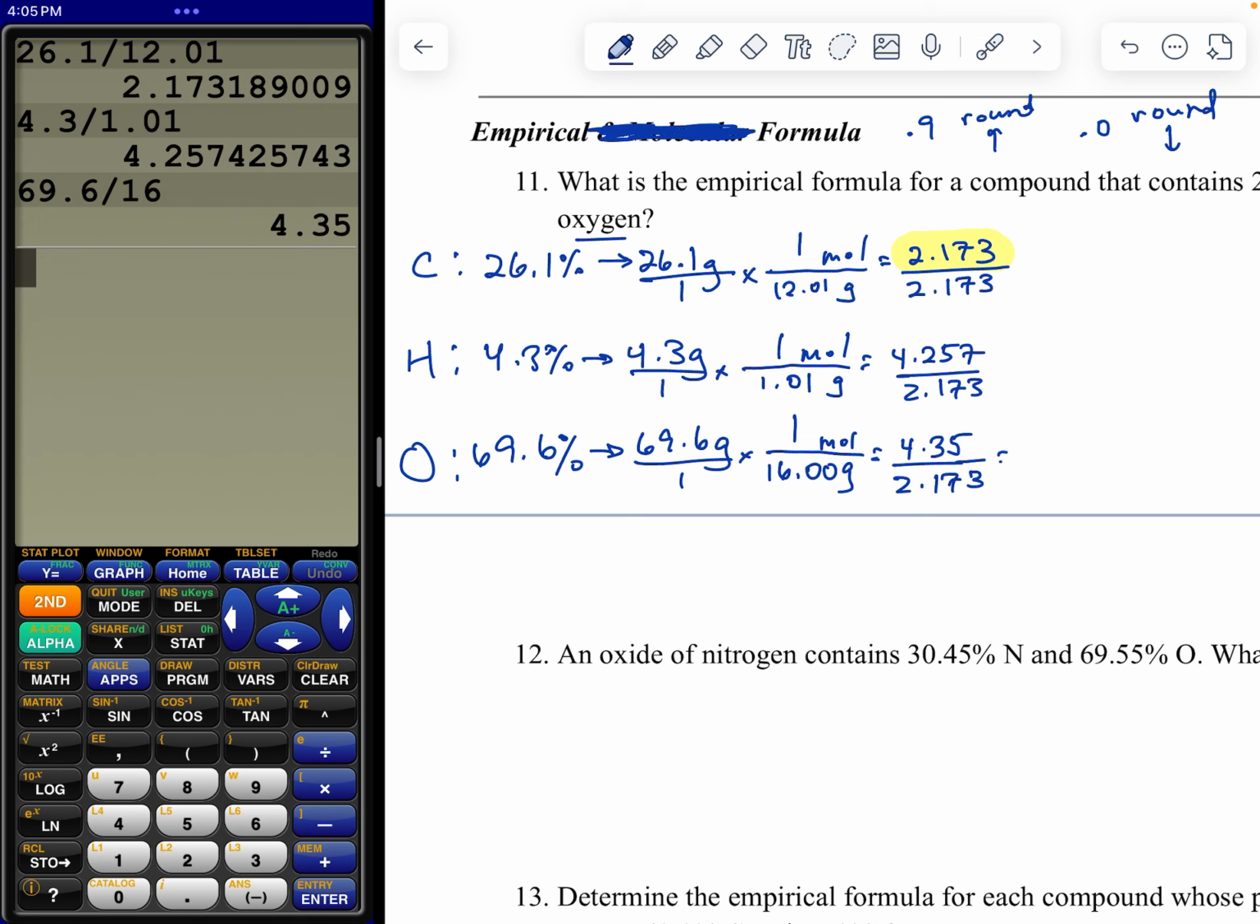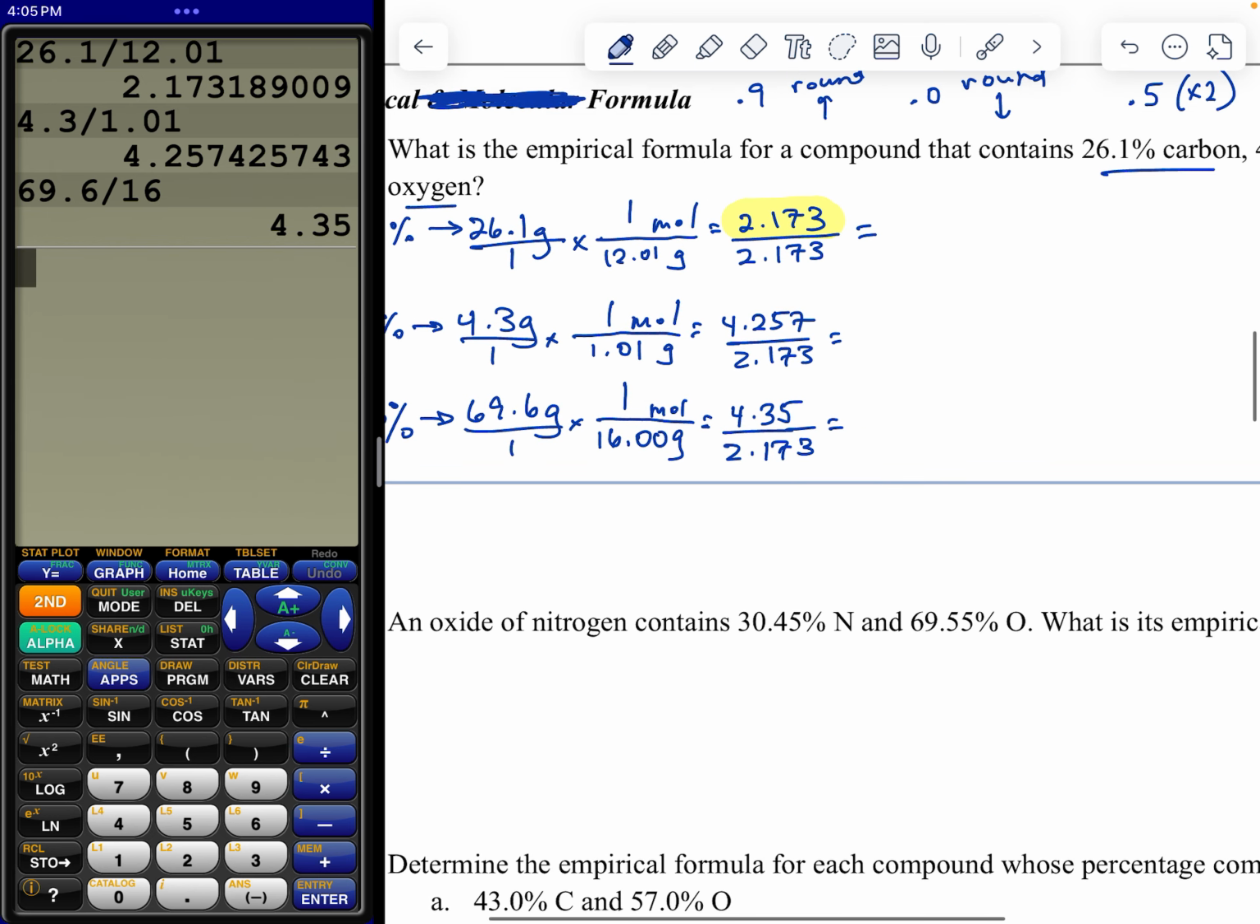All right, so at this step, this is where we start to develop those ratios, which are going to act as the subscripts of our formulas, right? How many of those atoms do we have in there based on those percentages? One of these is always going to end up being 1 because you're always going to be dividing the smallest one by itself, and then the other 2. So we have 4.257 divided by 2.173.